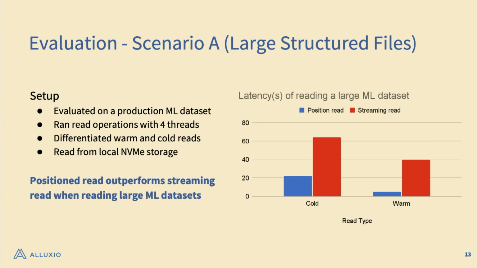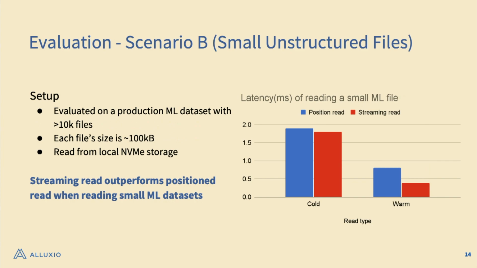And on the right side, we drew a diagram of the results. We differentiated position reads and streaming reads. The blue bars are from the position reads, and the red bars are from the streaming reads. What we could observe from the results is that the blue bars are generally lower than the red bars, which are the streaming reads. So for scenario A, when the data set is pretty large, with large structured files, and the data access pattern is that position reads are more common than sequential reads, in that case we observe that position read outperforms streaming read when reading such large machine learning data sets.